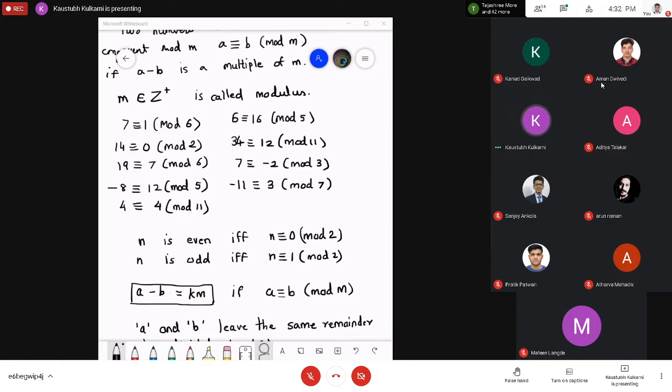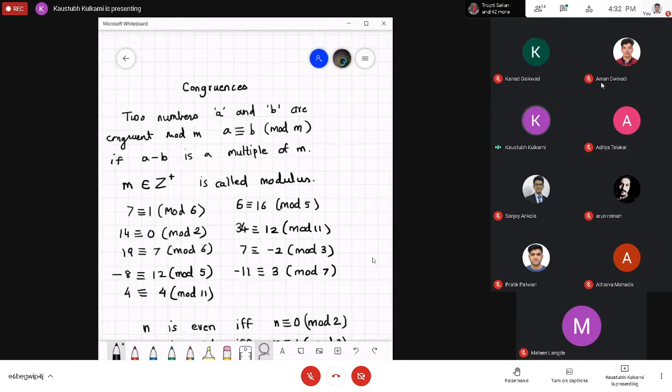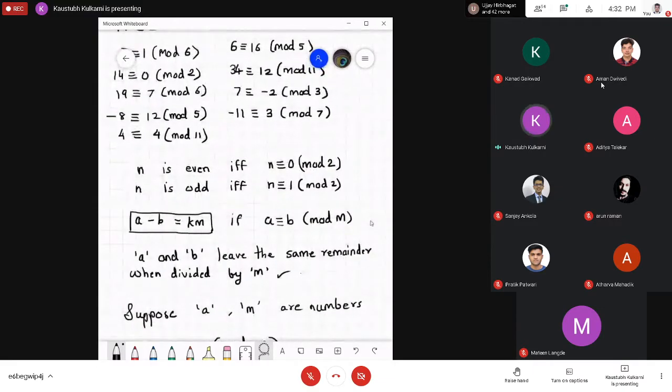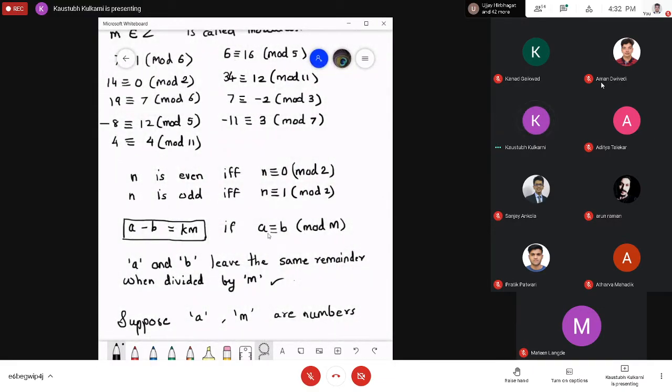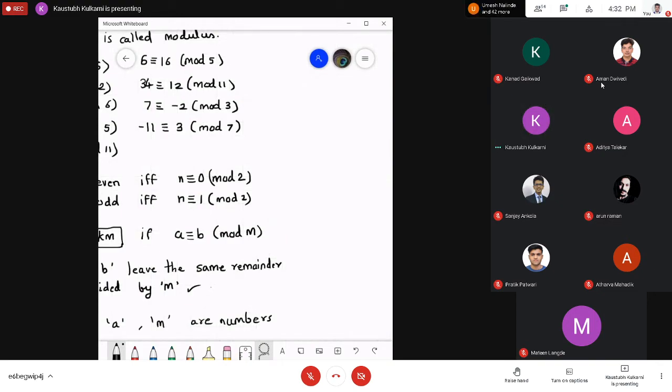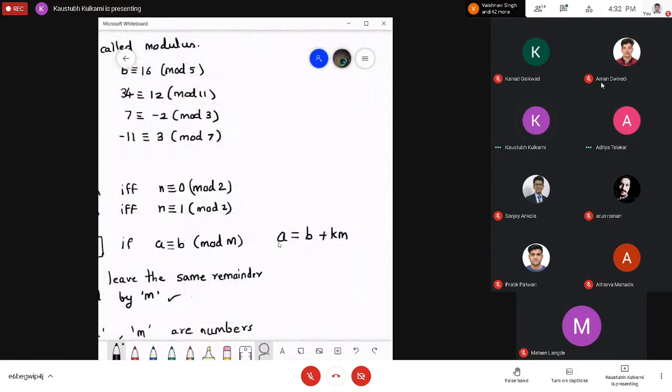Well, I don't want to confuse you any further with this, but the reason is because A minus B equal to Km. You can also write it as A is equal to B plus Km. Aditya, agree? Yes, sir. So because you are adding a multiple of M to B, the remainder will not change, right? Get the point? Okay.